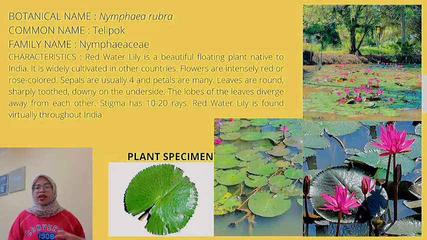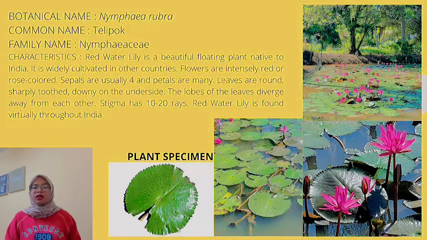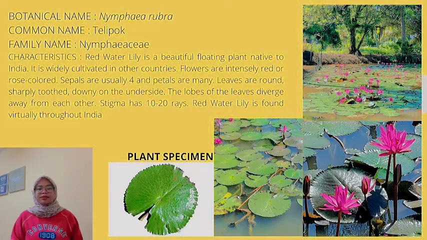The flowers are intensely red or rose colored, and the sepals are usually 4 and petals are many. The leaves are round, sharply toothed, downy on the underside. The lobes of the leaf diverge away from each other. Stigma has 10 to 20 rays, and this species is found virtually throughout India.